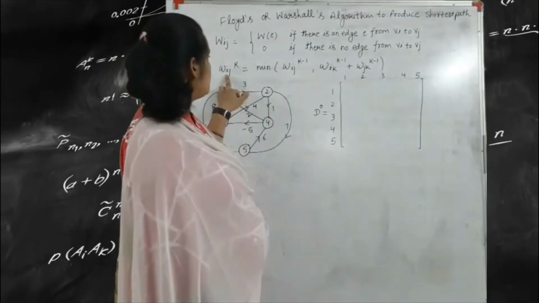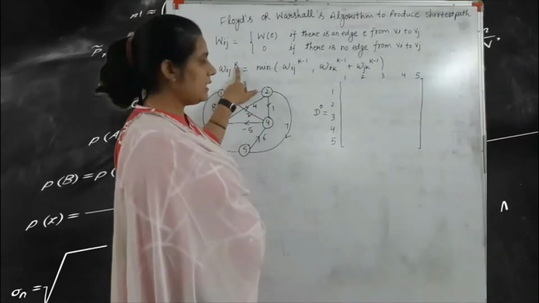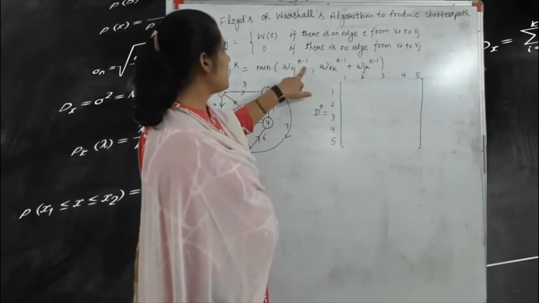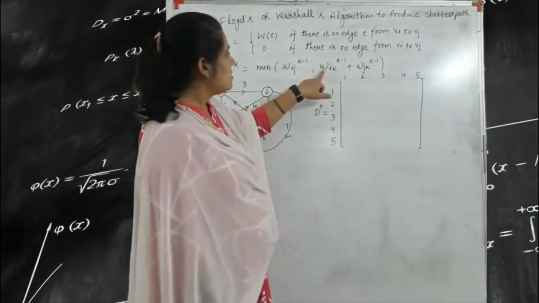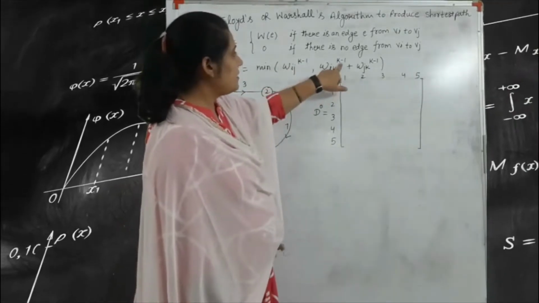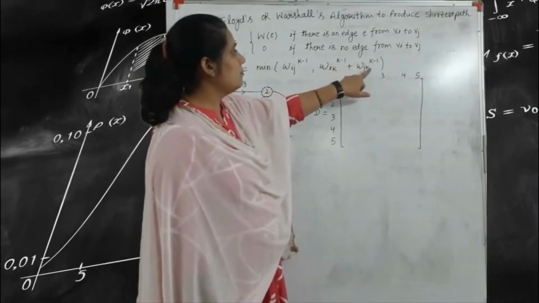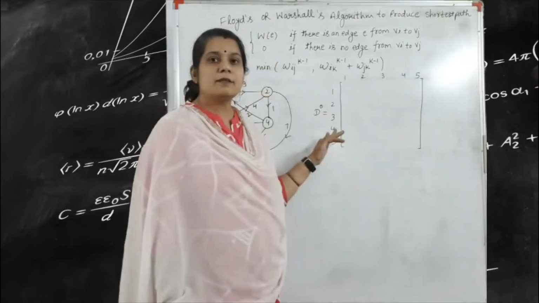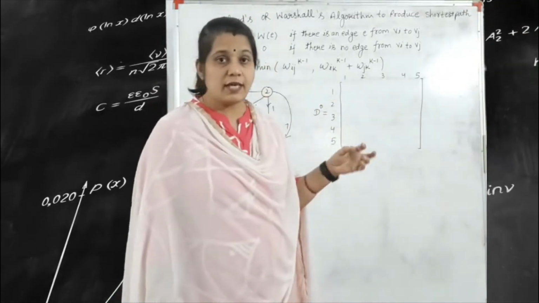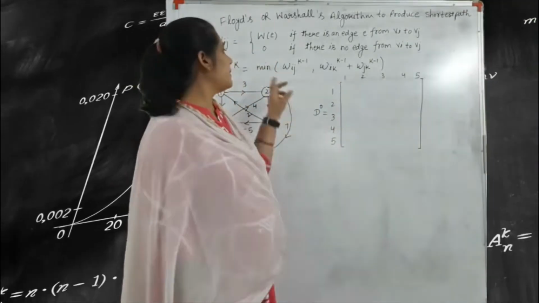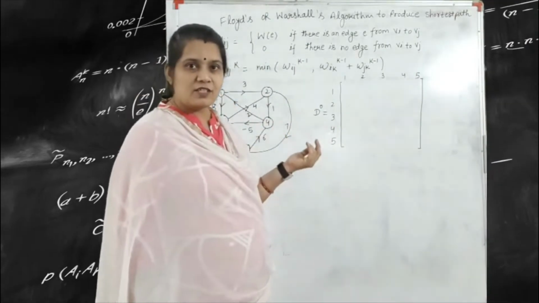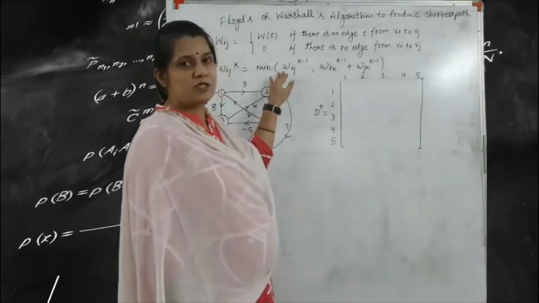The formula is Wij^k is equal to minimum of Wij^(k-1), comma, Wik^(k-1) plus Wkj^(k-1). So we use this process. This is the logic, and the logic depends on this formula. Here we use only the logic, and the values are the same if we use this formula.